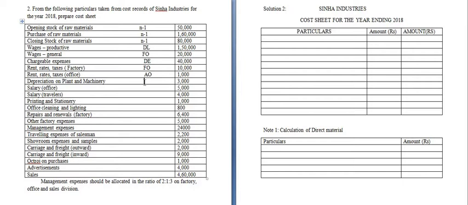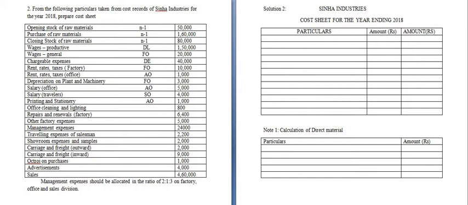Depreciation on plant and machinery is factory overheads. Next, salary, in bracket they have given office. It means it is related to administrative overheads. Salary, travelers, it means it is relating to selling and distribution overheads. Next is printing and stationery. Printing and stationery is an office expense, so it has to be taken under administrative overheads.